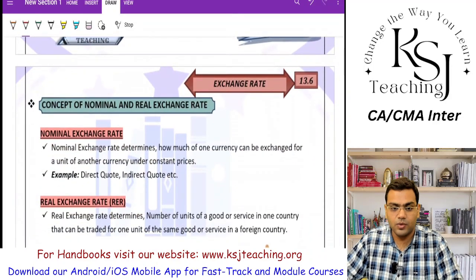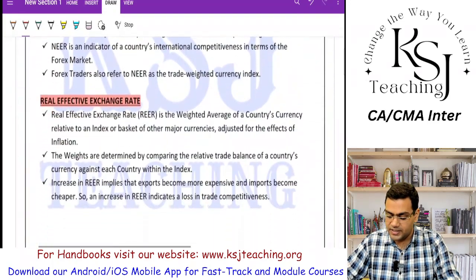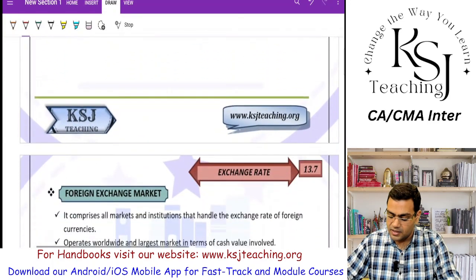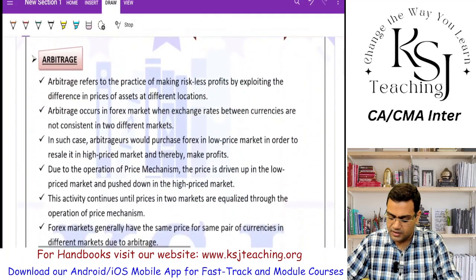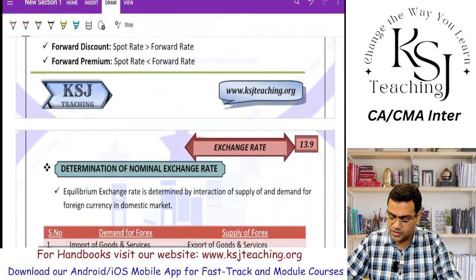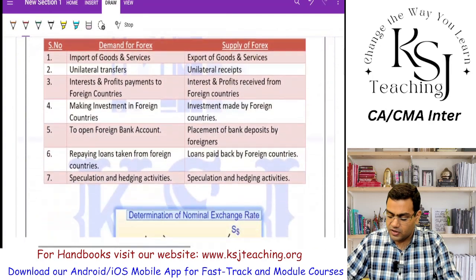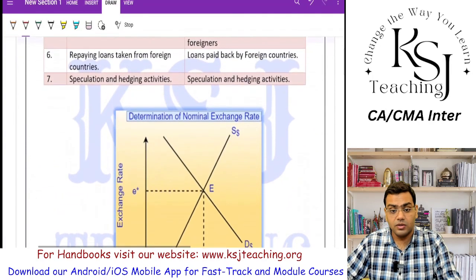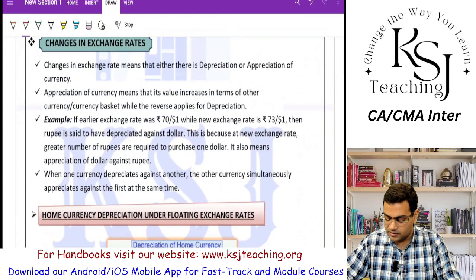Now, the rest of the part we'll continue in the next lecture. We have the nominal and the real exchange rate. The effective exchange rates are there. Then we have the foreign exchange market, which is very simple, not at all difficult. The arbitrage process is there. Types of transactions are there. Then demand for forex, supply of forex. Then how this rate is being determined. Then changes in the exchange rate.